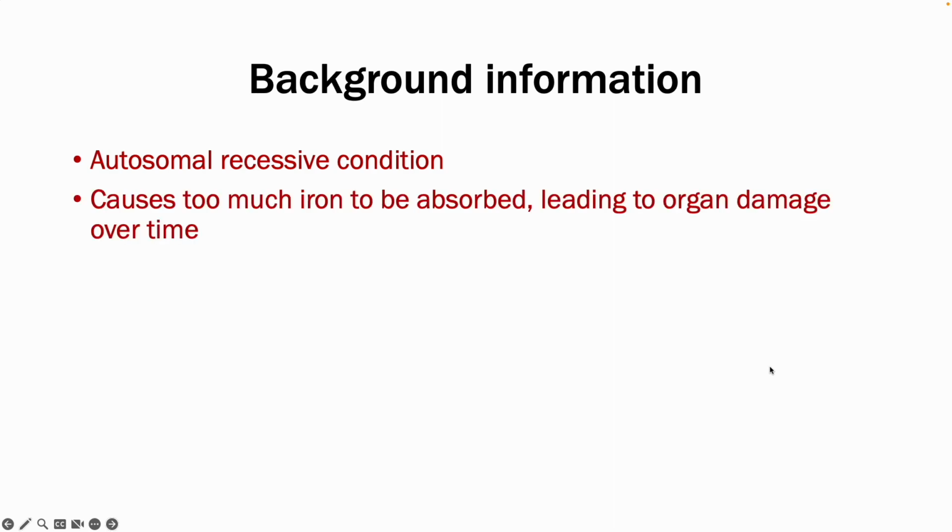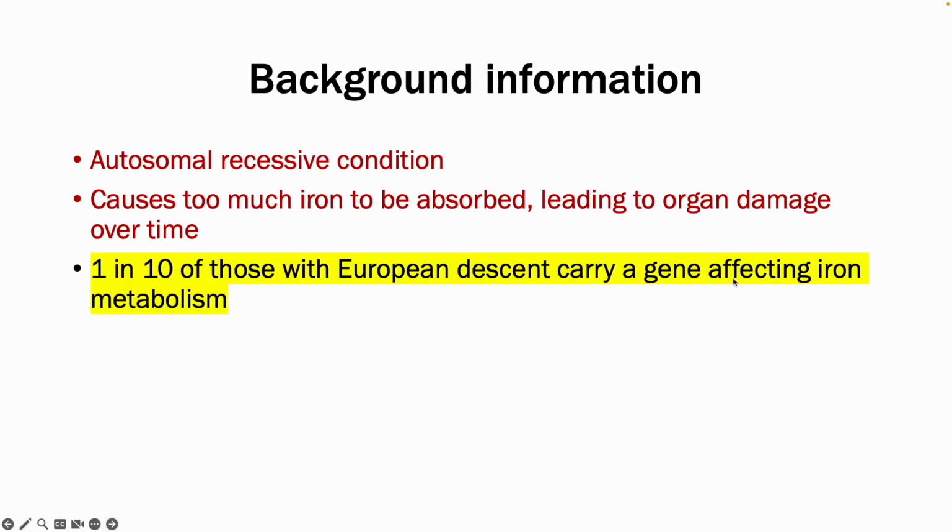Today I'll go over hemochromatosis. Hemochromatosis is an autosomal recessive condition which results in too much iron being absorbed, which over time may lead to organ damage. In terms of statistics, it is estimated that 1 in 10 of those with European descent carry a gene that may affect iron metabolism.